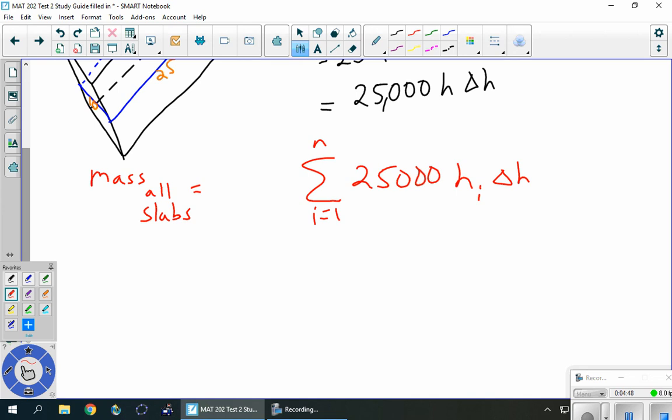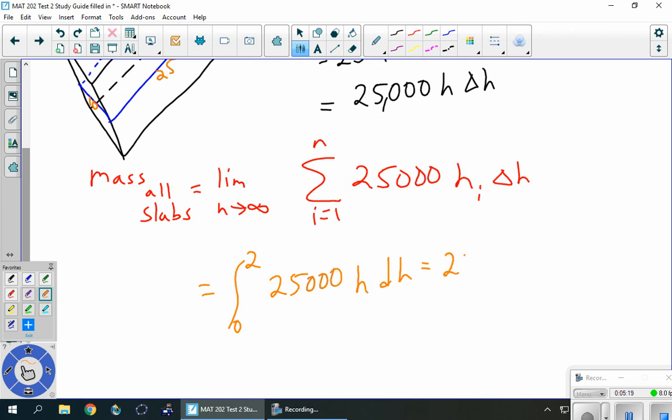And then what we really want to do is let the number of slices go to infinity. So we do that here, and then we're going to convert that to an integral. It's in exactly the right form for an integral. So this is the integral from 0 to 2, that's the values of h, and then we just go 25,000, h sub i goes back to being an h, and delta h becomes a dh. All of a sudden, we've got a very simple integral to evaluate.